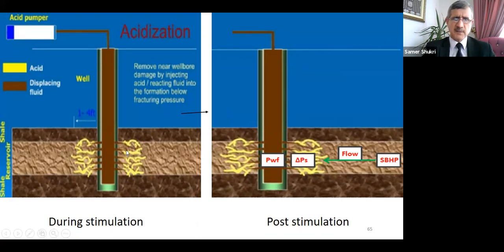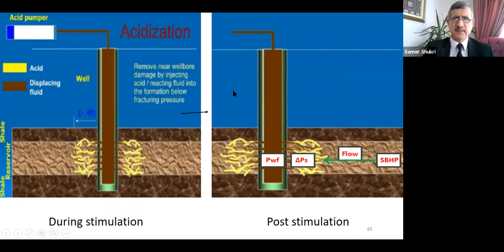You see here the formation near the wellbore was contaminated, or there is a skin effect, or there is something preventing the formation fluids from moving from the formation to the wellbore. In this case, this is during stimulation. The yellow one is the acid. Then this will allow the flow from the formation to the wellbore, then from the wellbore to the surface facility.